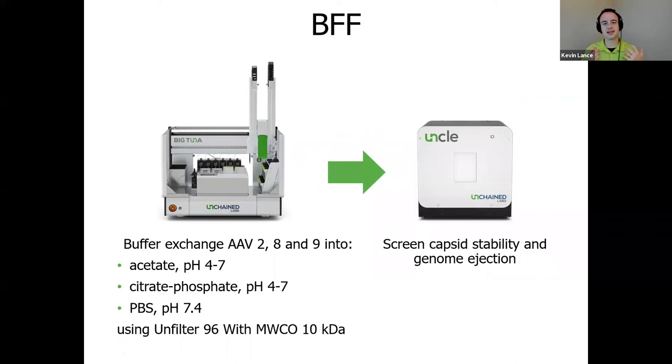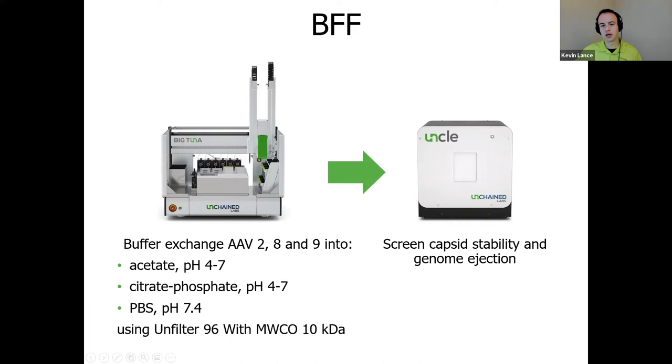So that brought us to our BFFs, or our buffer friends forever, Big Tuna and Uncle. In this experiment, we buffer exchanged AAVs 2, 8, and 9 into acetate or citrate phosphate buffer across a range of pHs, and also used that to compare against the starting pH of 7.4 in PBS. This is all done using an unfiltered 96 plate with a molecular weight cutoff filter of 10 kilodaltons.